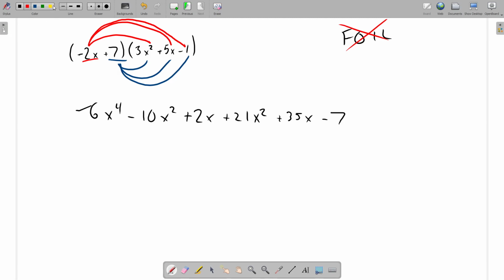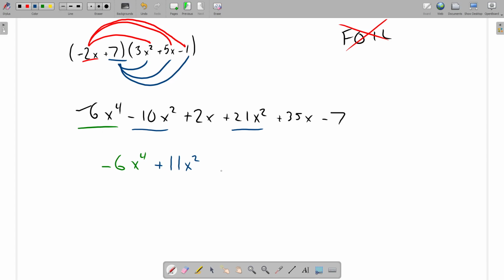So if I look through this, I see I have negative 6x to the fourth, I have x squared, x, x squared, x. I don't have any other x to the fourths. So I can go ahead and write that one down, negative 6x to the fourth. I don't have any x cubes. That would be what I would normally write next. So we can go to x squareds. I have negative 10x squared here, positive 21x squared here. If we combine these, meaning we add the two coefficients together, negative 10 plus 21, we get positive 11x squared.